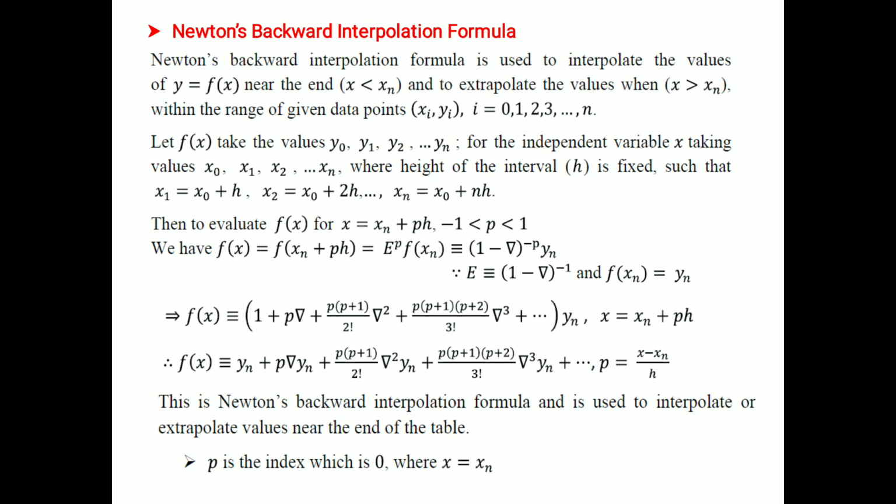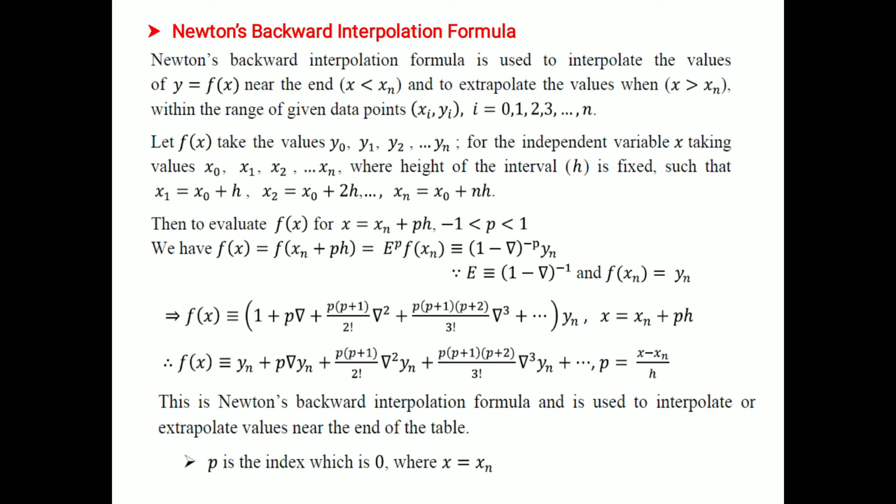Then to evaluate f of x for x equal to xn plus ph, meaning near the end of the given data points, that means the value of p lies between -1 to 1, we have f of x is equal to f of xn plus ph.